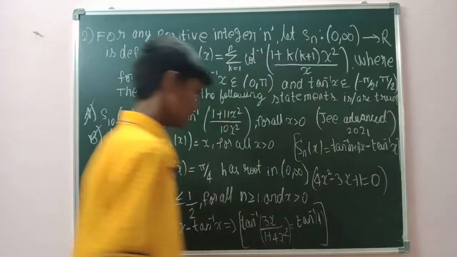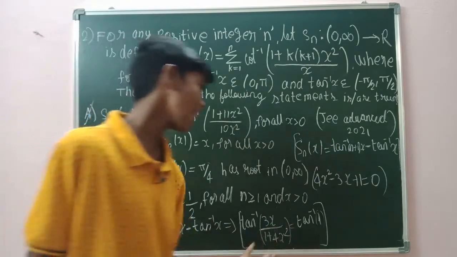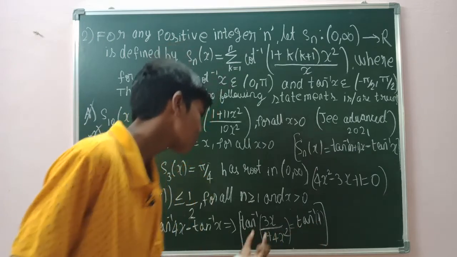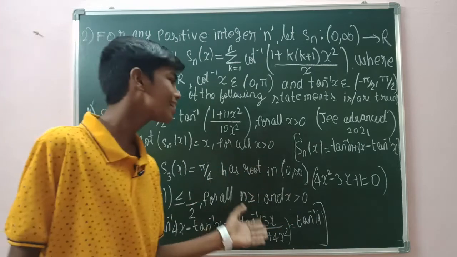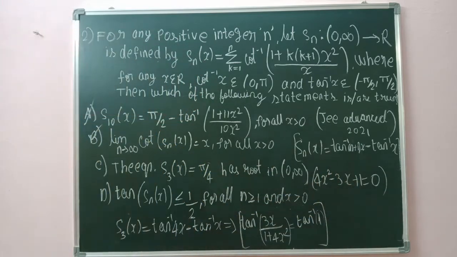Very simple now. When you equate these two inverse trigonometry functions, these two tan inverse, I will get 3x by 1 plus 4x square is equal to 1. Just cross multiply, therefore I will get 3x is equal to 1 plus 4x square. Take the 3x to RHS and therefore I will get 4x square minus 3x plus 1 is equal to 0.